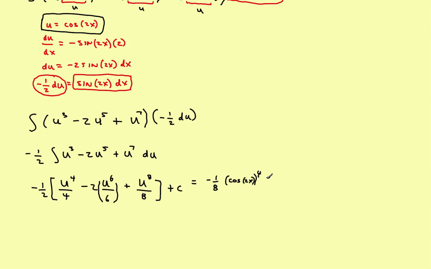to the 4th. Then you've got, first of all, we'll take care of the 2's. Here the 2's will cancel out, the negatives will cancel out. So you wind up with a 1/6 right here. So plus 1/6 of, you've got u raised to the 6th power. So again, replace u with a cosine. The whole thing to the 6th power.